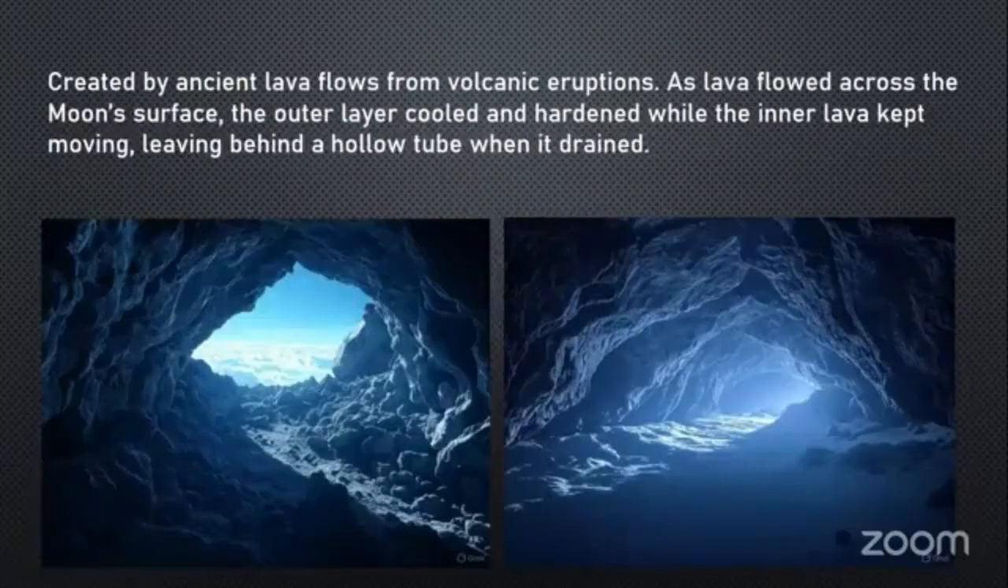So how are they formed? They are created by ancient lava flows from ancient volcanic eruptions. As the lava flows across the lunar surface, the outer layers cool down and harden, while the inner lava keeps moving, leaving behind hollow tubes when drained. Here are more pictures of the lunar lava tubes.